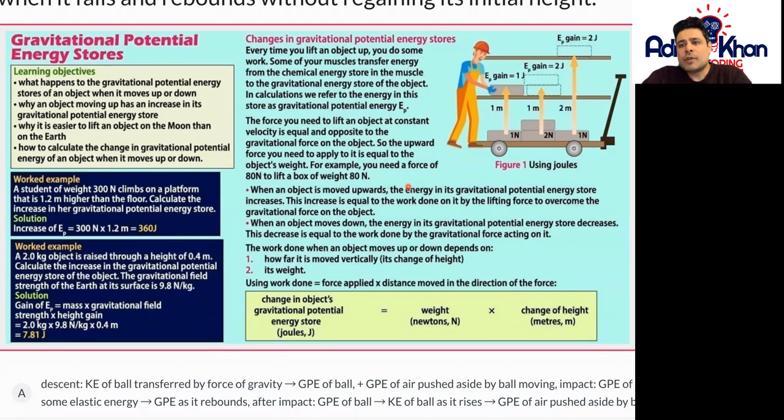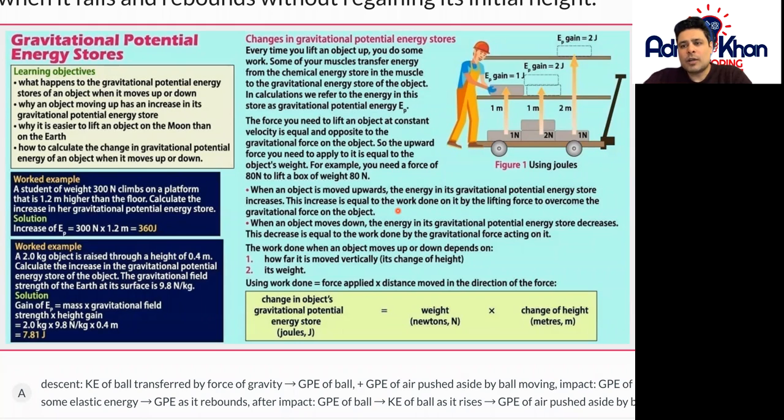When an object is moved upwards, the energy in its gravitational potential energy store increases. This increase is equal to the work done on it by the lifting force to overcome the gravitational force on the object. When an object moves down, the energy in its gravitational potential energy store decreases. This decrease is equal to the work done by the gravitational force which is actually acting upon it.